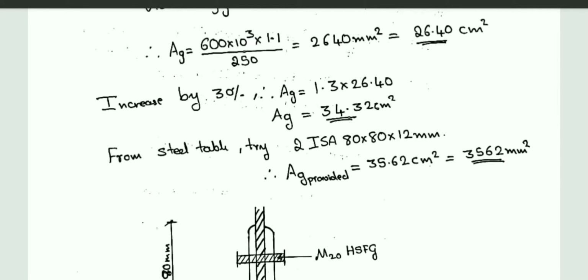From the steel table, double angle section is there. From that, select an angle in such a way that its area is somewhat higher than the required value. So now I'll be selecting one angle, that is 2 ISA 80 into 80 into 12 mm. For that the area is 35.62 centimeter square. It is somewhat higher than the required one. So 3562 mm square is the area of that.